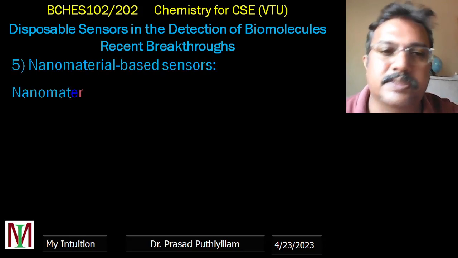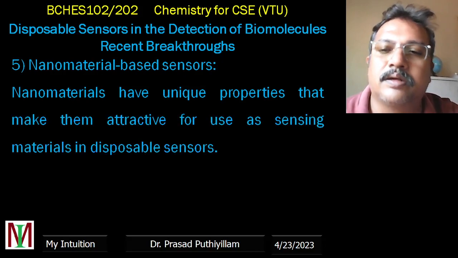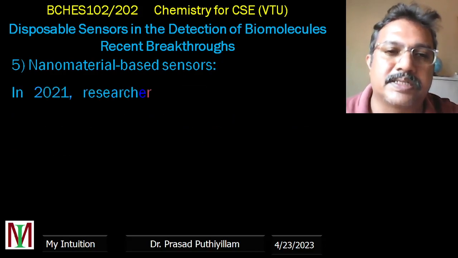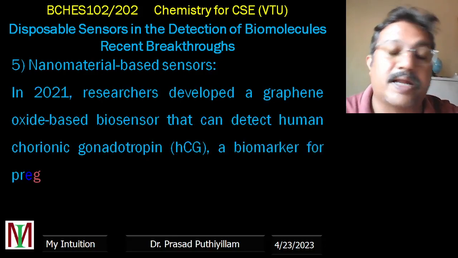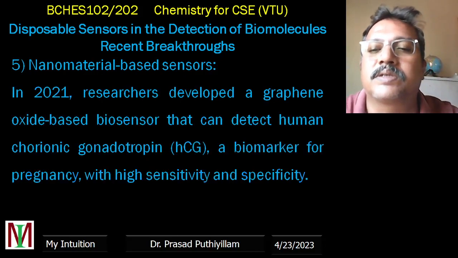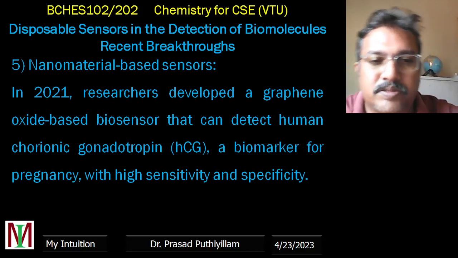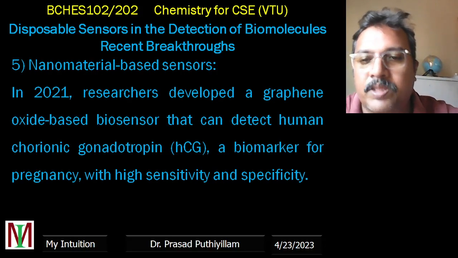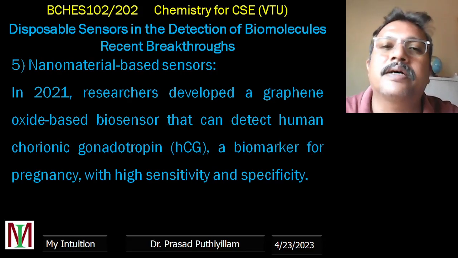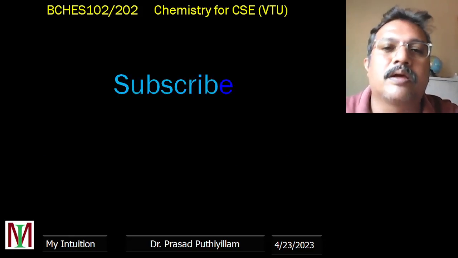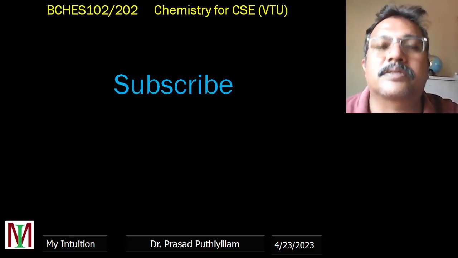Nanomaterial based sensors are getting ready. They have very unique properties for disposable sensors. In 2021, graphene oxide based biosensors were developed which can detect hCG, that is chorionic gonadotropin, a biomarker for pregnancy, with high sensitivity and specificity. So that's about disposable sensors for detection of biomolecules.